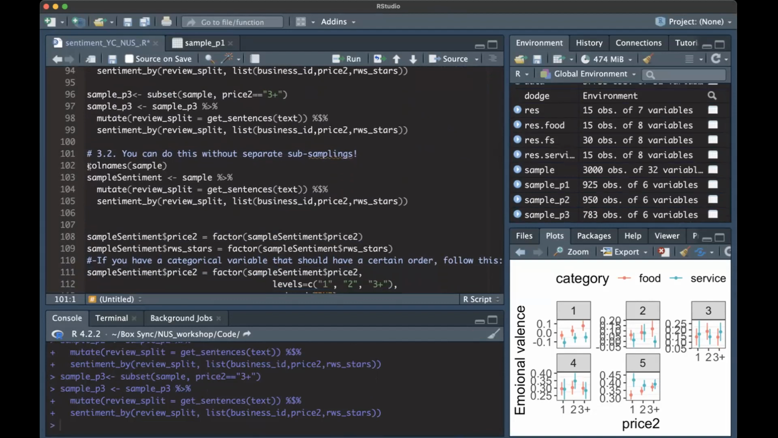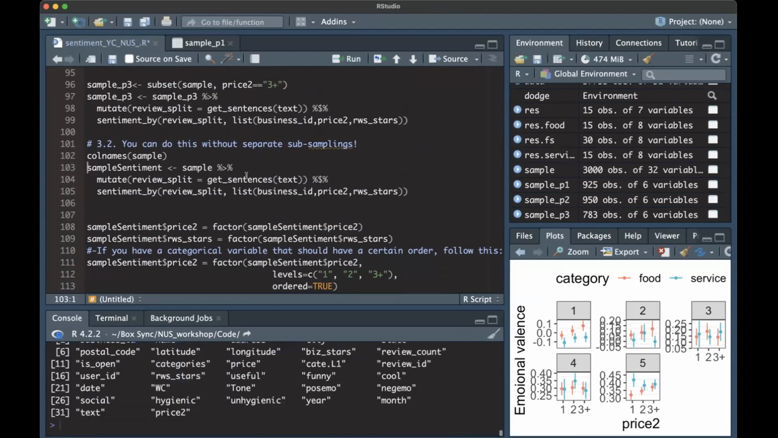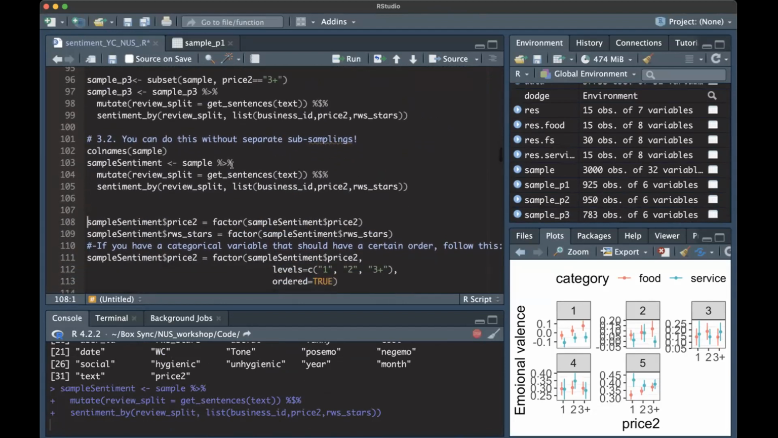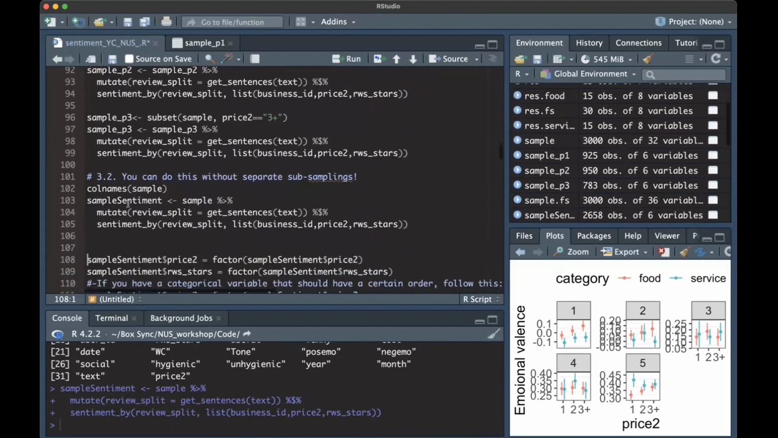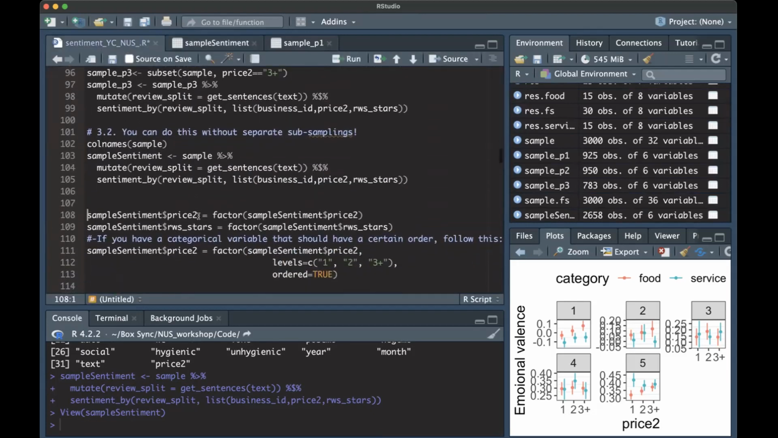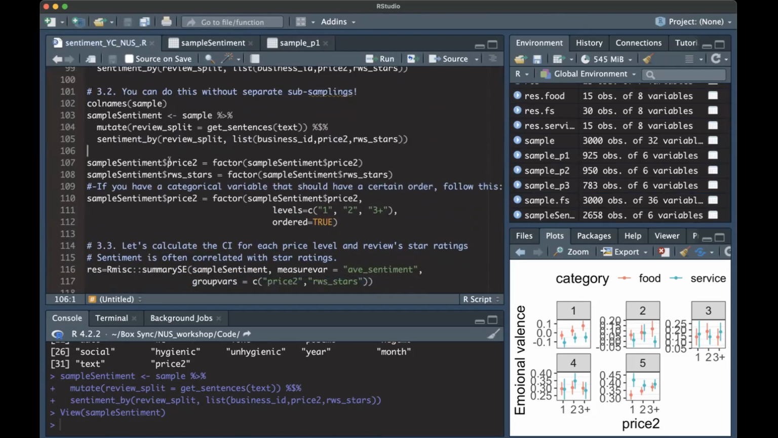And by the way, you can do this without separating the subsamples. For example, here you will get basically the combination of the 3 separate data sets, which is the sample sentiment document. So overall, I think it's quite intuitive, but I just want to show you visually what we have.